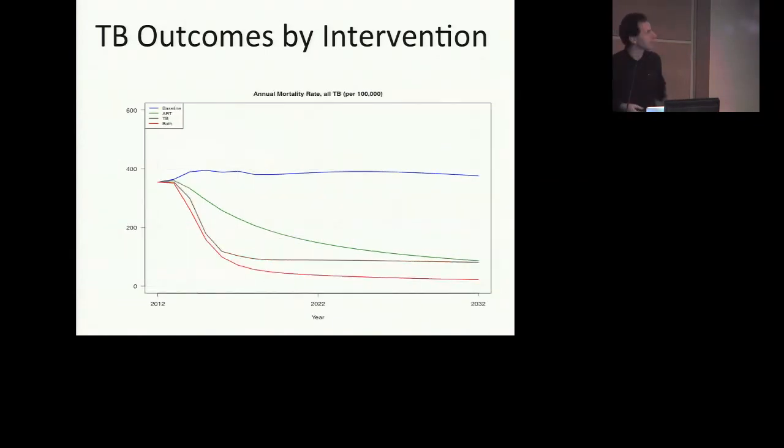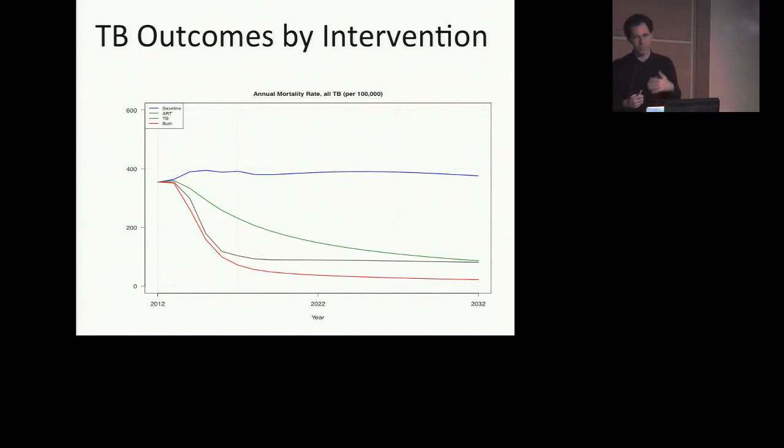And then you can look at the same picture for mortality. And so interestingly, for mortality, intervening on the tuberculosis side or on the HIV side is about the same in the long run. And again, doing both is better than doing the individual things. So that's, in a nutshell, this project. Of course, there's a lot more details. You can find the paper. I also have some extra slides in case you're interested in exploring more details.